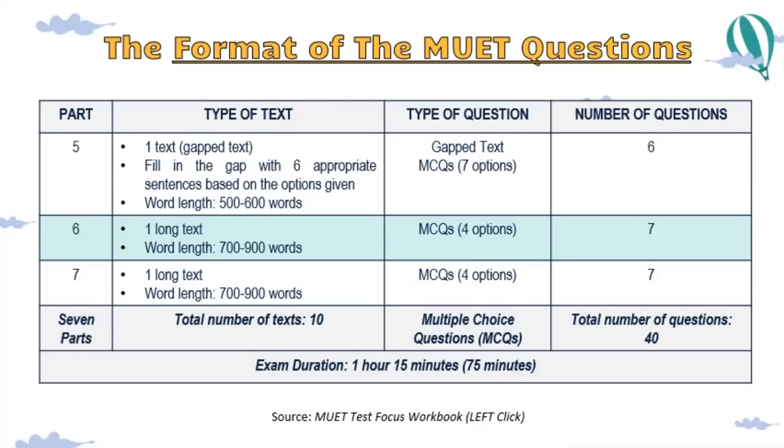In part 5, you will have to read and comprehend 1 gap text, and you will have to fill in the gap with 6 appropriate sentences based on the options given. In part 6, you will read 1 long text and you will have to answer 7 questions. The same goes for part 7. In total, there will be 7 parts in the question, 10 texts to read and comprehend, and 40 questions to answer. The exam duration is 1 hour and 15 minutes, which equals 75 minutes.